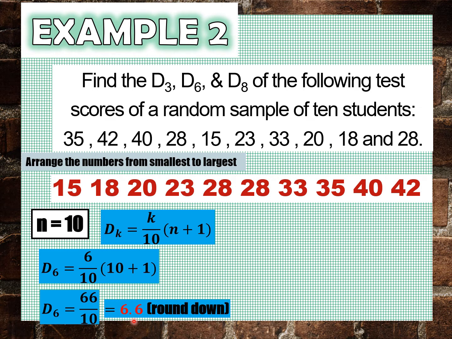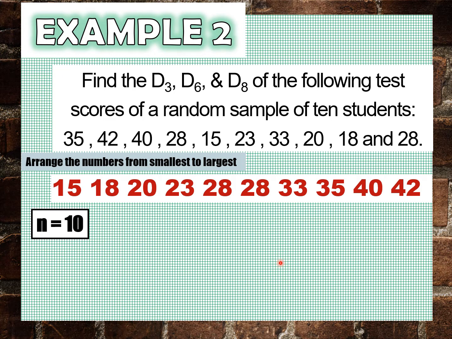So, this time, nasa right side tayo ng decile 5. So, we need to round down. So, kahit na 6 pa yung decimal point natin, as long as nasa right side tayo ng decile 5, it means round down, which is equal to 6. Yung pang 6 data natin, which is 28, ang ating magiging decile 6.